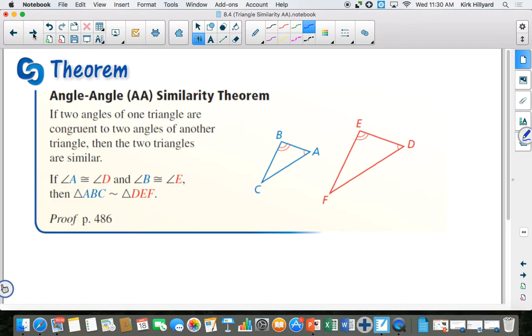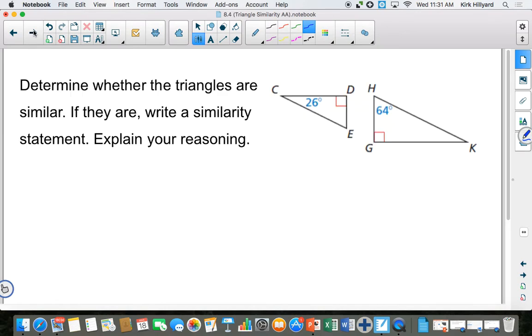Just looking at this theorem, once again, I would keep a piece of paper and keep some notes and write these down just like you did in class. If two angles of two triangles are congruent, so angle A is congruent to angle D and B is congruent to E, then you can conclude, without even looking at whether the sides are proportionate, that these two triangles are similar. So if you have two angles congruent, then the triangles are similar. And that's what you need to learn from this lesson.